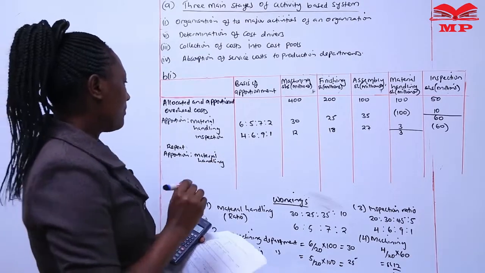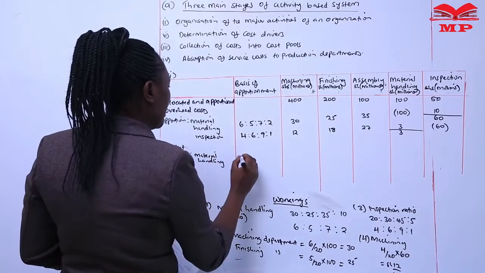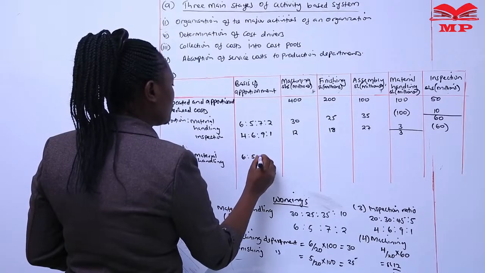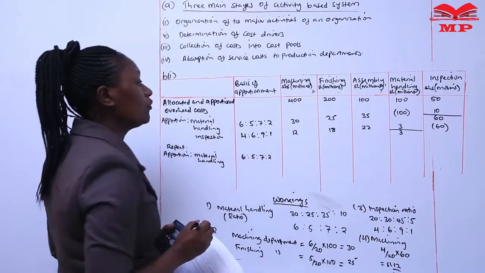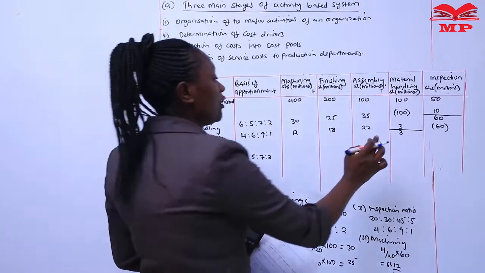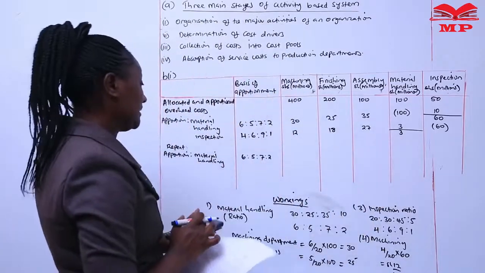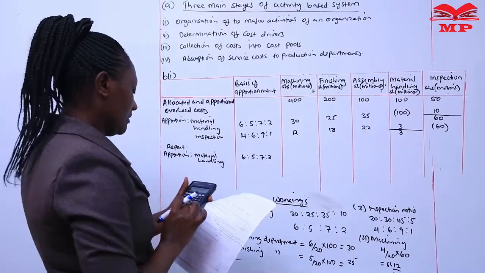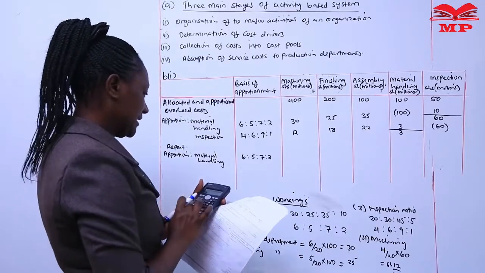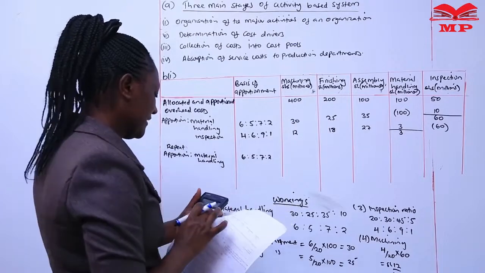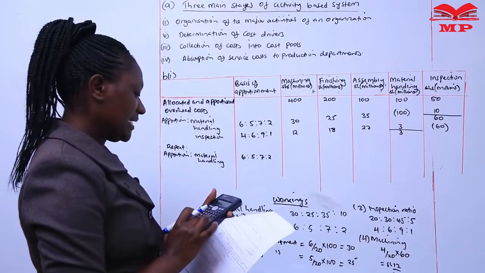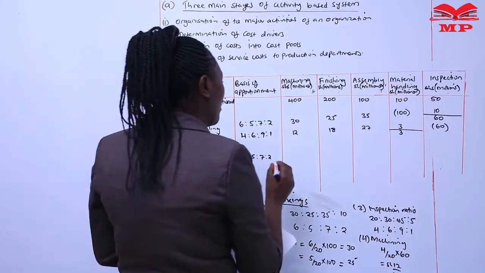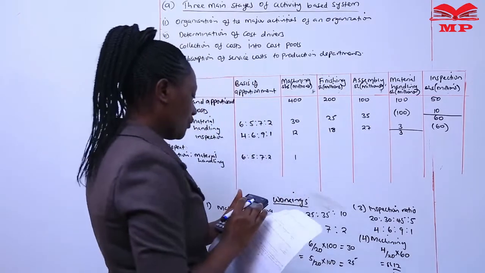And what are we apportioning? We are apportioning in the ratio of 6:5:7:2. And what we are apportioning is 3 to ensure that it becomes a 0. So we'll have 6 plus 5 plus 7 plus 2, which is giving us 20. We take 6 divided by 20 times 3. This will give us 0.9, which can be rounded off to 1.